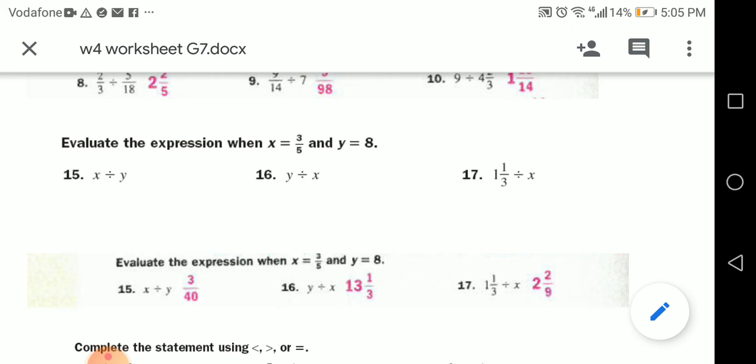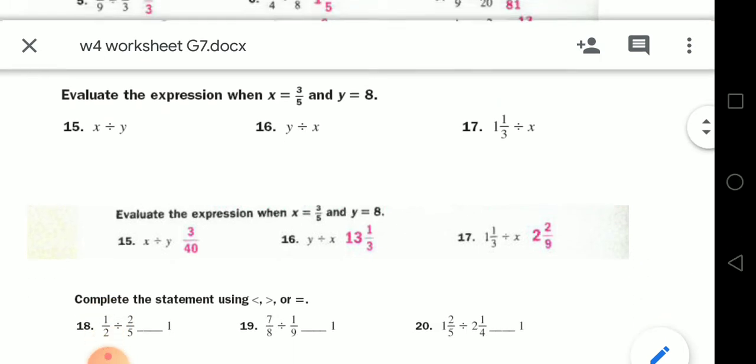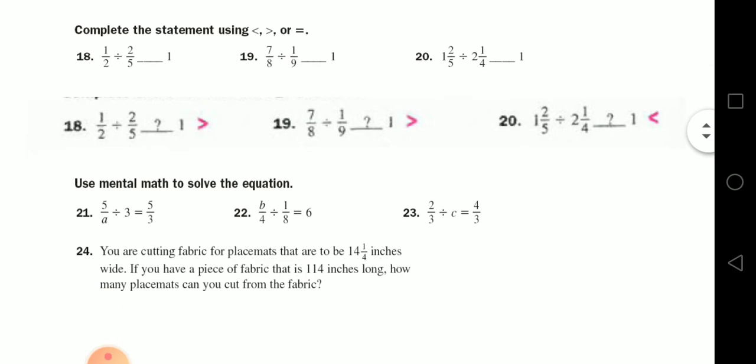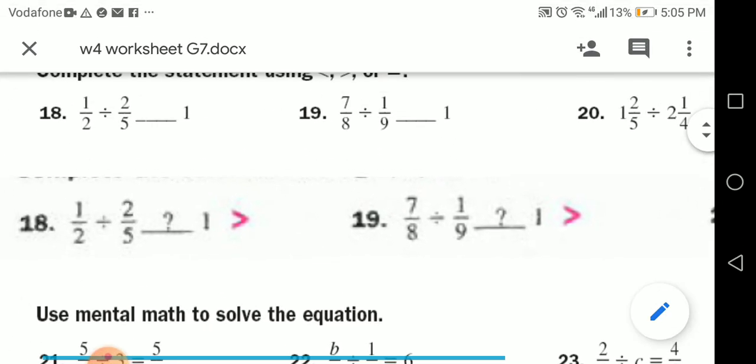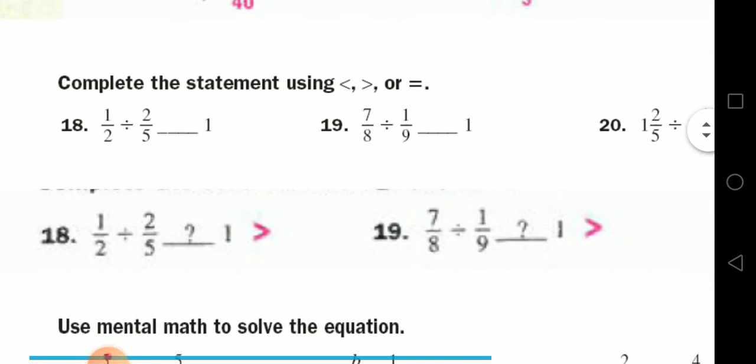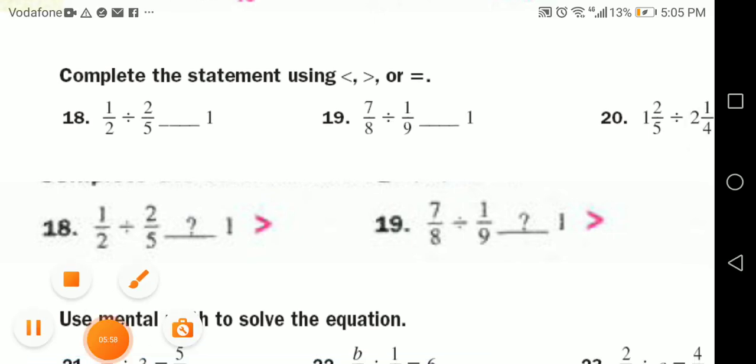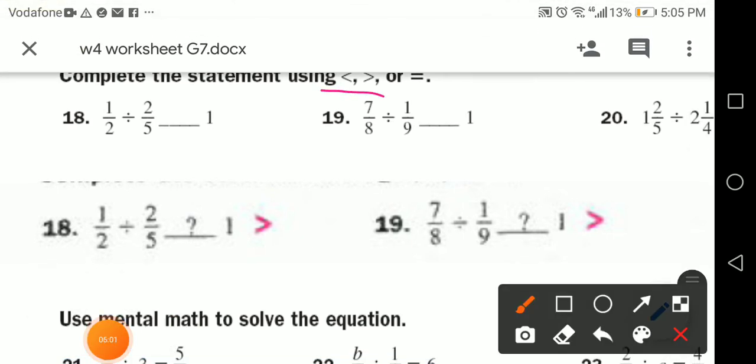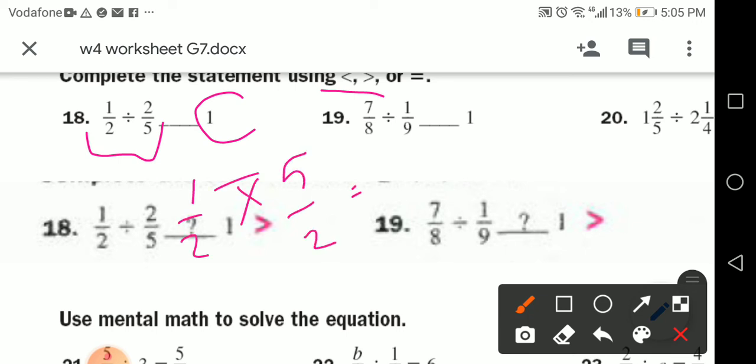Do they have any common factor? No. So this is the simplest form. Okay, guys, 16 and 17 are homework. The same idea. Here he gives me a half. He asks me to compare using greater than, less than, or equal. Half divided by a fifth. I have to solve this first and then compare. Half, then multiply by 5 over 2. It will be 1 times 5, 5, 2 times 2, 4.